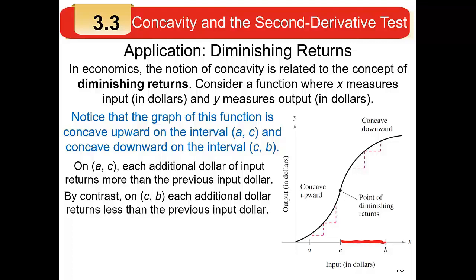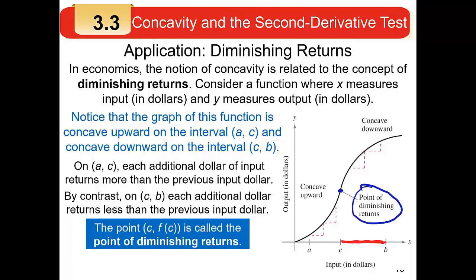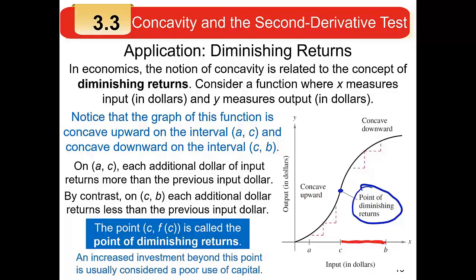Spending a little bit more money maybe on advertising doesn't increase the sales that much. That idea is the idea behind the point of diminishing returns. And that point, which is basically an inflection point, which is exactly an inflection point where the concavity is up on the left and down on the right, is your point of diminishing return.